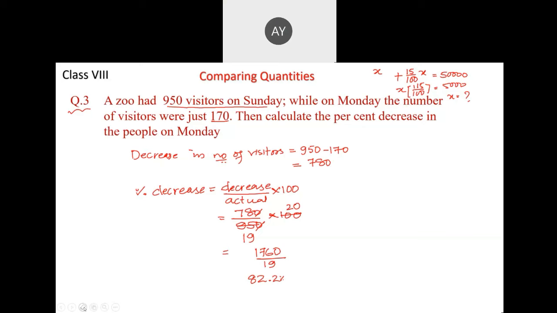Sir, 78 into 20 is wrong, sir. 78 into 20 is wrong. Huh? What is this? 1,560 will come. Correct. Yes, sir. 1560, sir. Correct.